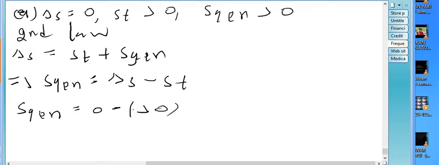So 0 minus a number greater than 0 is what? It is negative, less than 0. A number greater than 0 starts from 1 and goes above: 1, 2, 3, and so on. So 0 minus 1 is minus 1, 0 minus 2 is minus 2, and so forth. Therefore it will be less than 0.